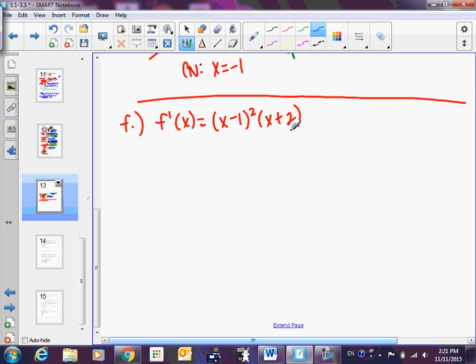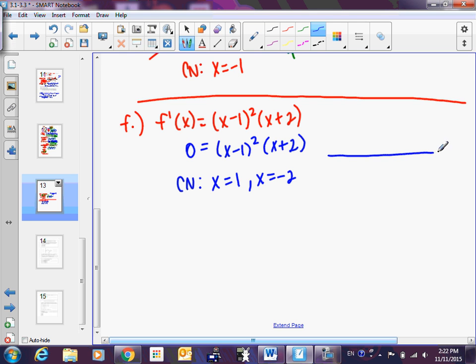It's defined everywhere. There's no denominator, there's no square root, there's nothing weird, but we do need to set it equal to 0. Some of you were giving me those answers. And so we do have critical numbers from the derivative being 0, not from the derivative being undefined. And since this is already factored, that makes this part easy. X equals 1, x equals -2.